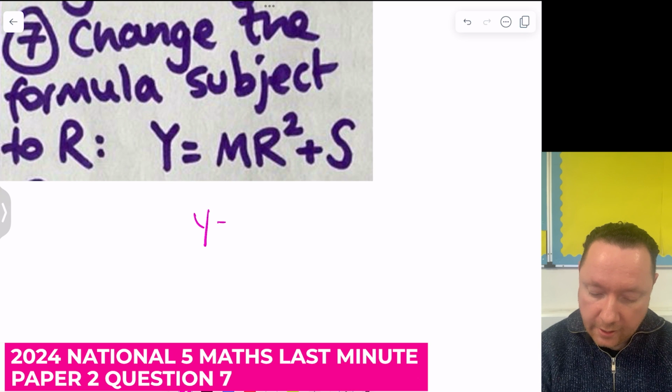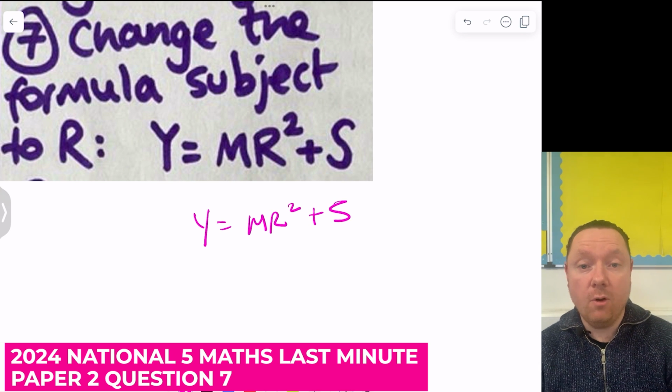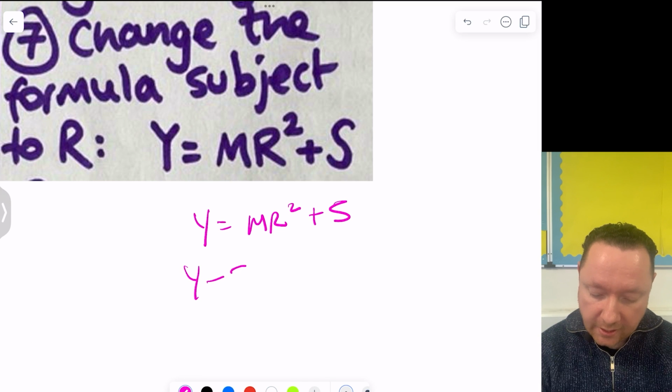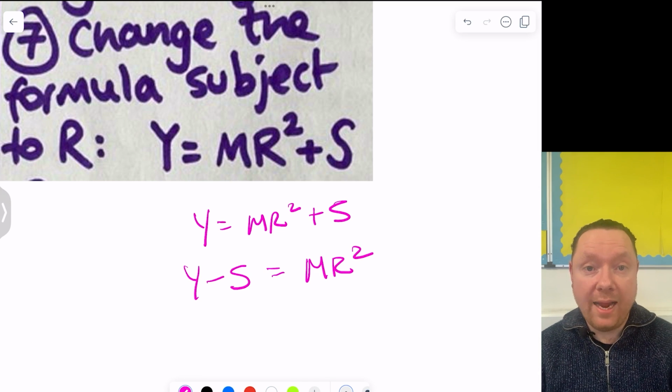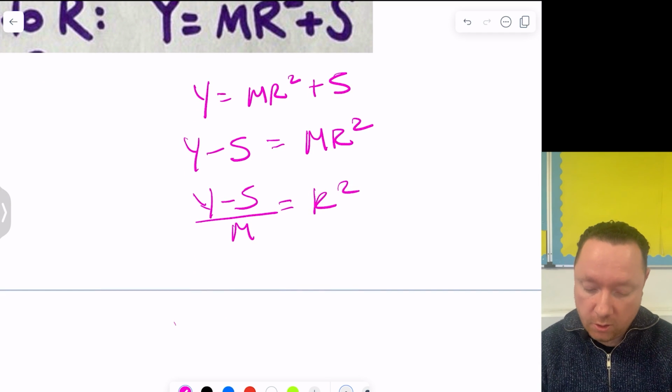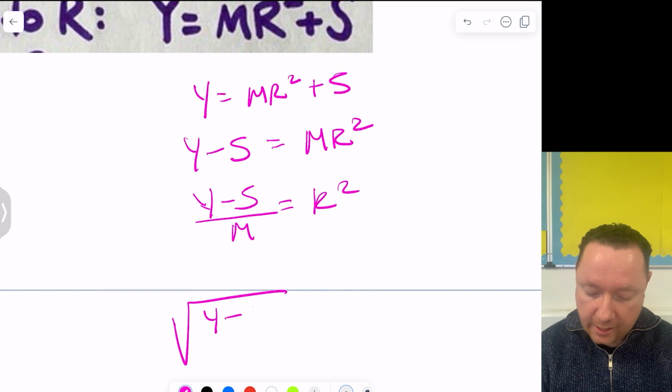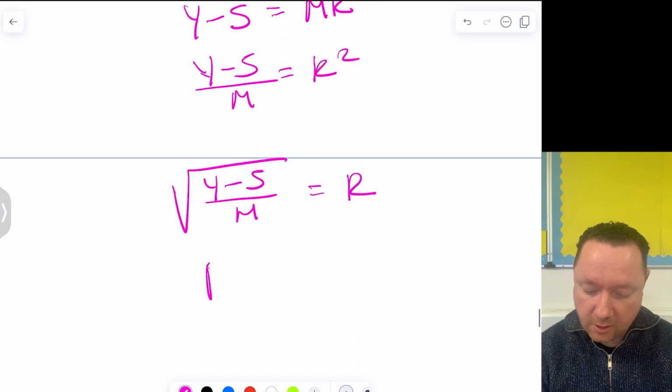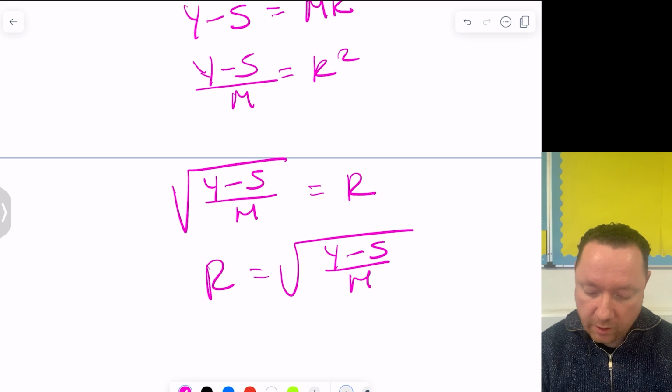Change the subject to r. So I've got y equals mr squared plus s. So first of all, take away s. y minus s is mr squared. Divide through by m. y minus s over m equals r squared. And the opposite of squared is square root. So the square root of y minus s over m equals r. Or to write it as r equals the square root of y minus s over m.